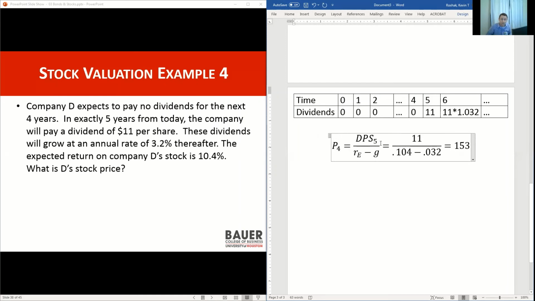The price at time 4, if the stock is going to be a growing perpetuity starting in time 5, price at time 4 is a growing perpetuity. Okay, so the price at time 4 now is going to be 153.